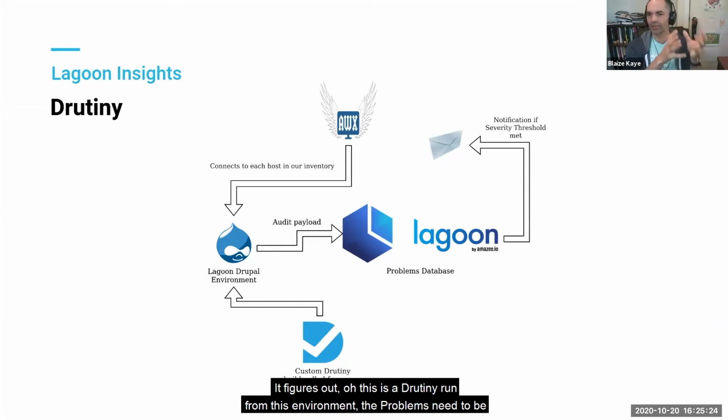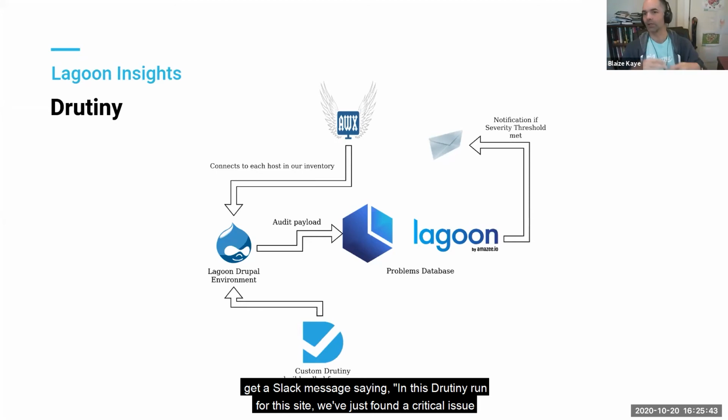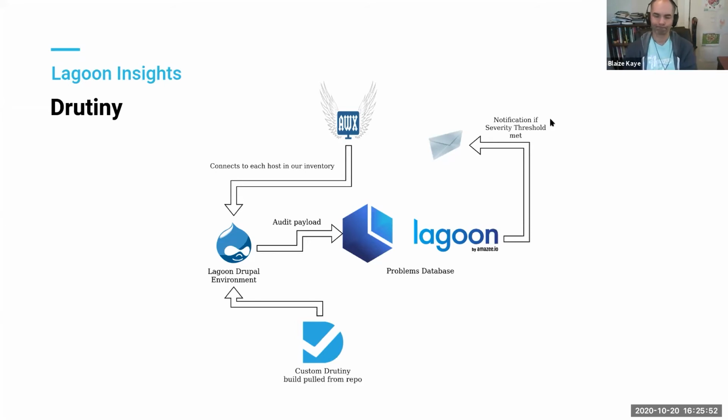It figures out, oh, this is a Drutiny run from this environment, so the problems need to be loaded into that environment. And then if there are any, for us, we've set it to be critical. If there are any critical issues that come from Drutiny, the notification threshold is met, and we get a Slack message saying, in this Drutiny run for this site, we've just found a critical issue, go and fix. So that is how we get data from Drutiny, and we'll demo that in a second as well.